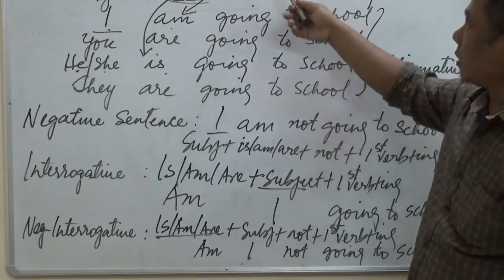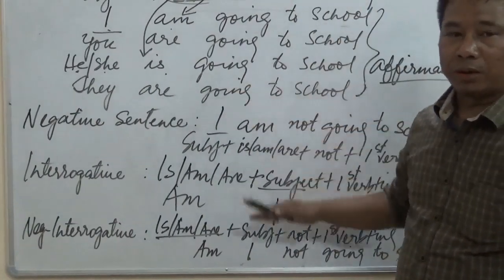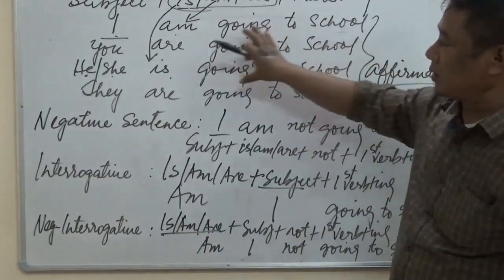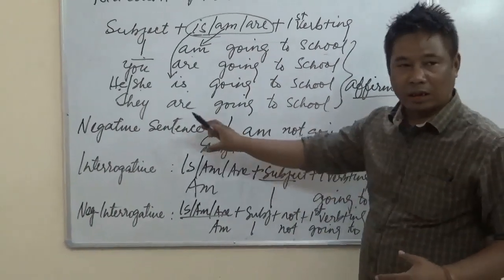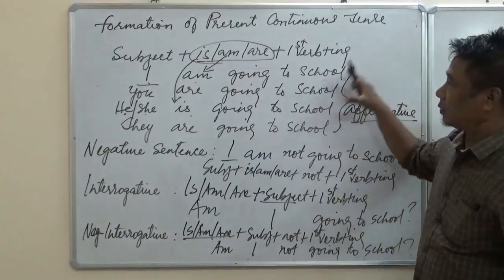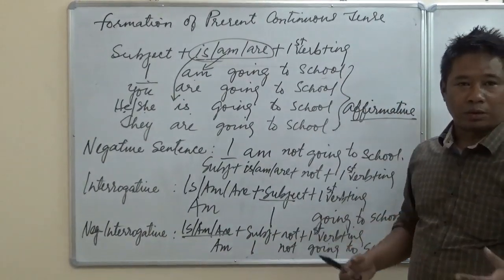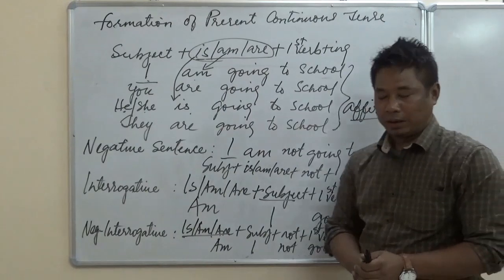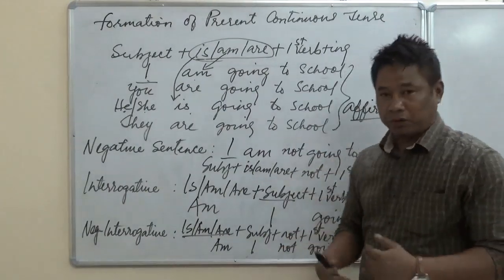Hence, in the present continuous tense, a sentence shifts from affirmative sentence to negative sentence, interrogative sentence, and negative interrogative sentence. So we'll move on to the next one.